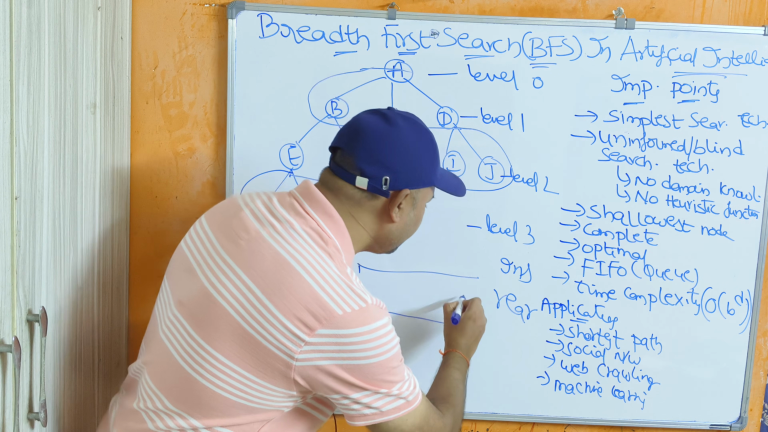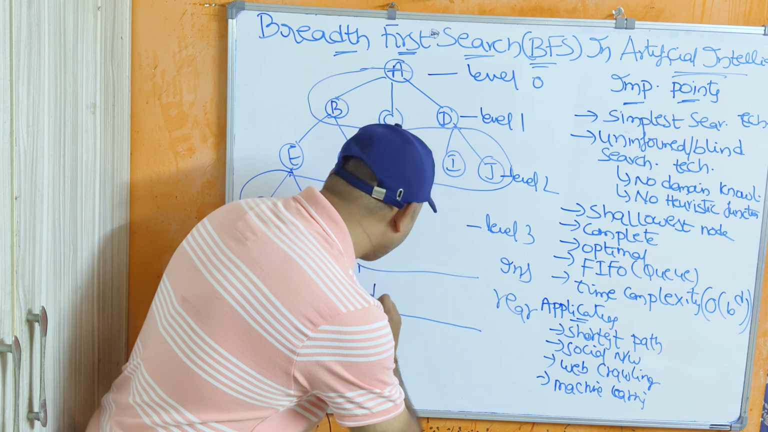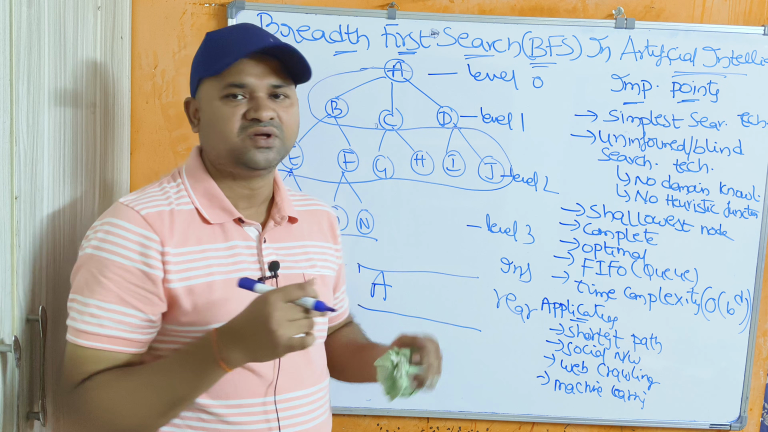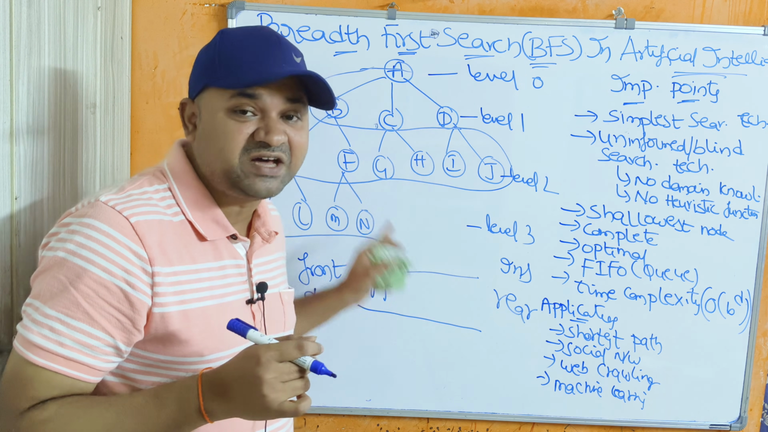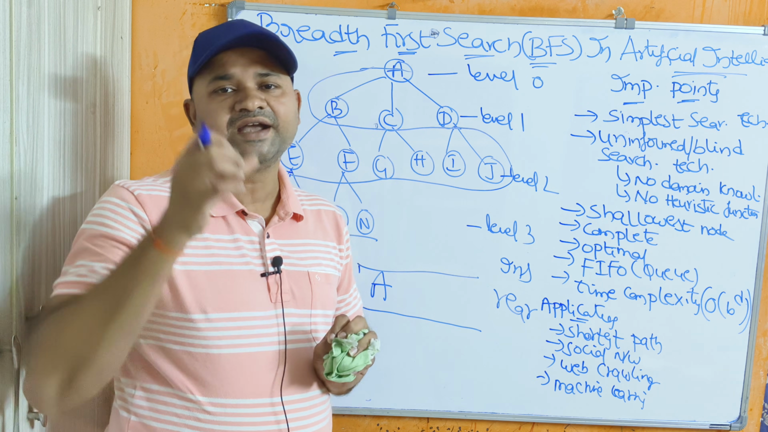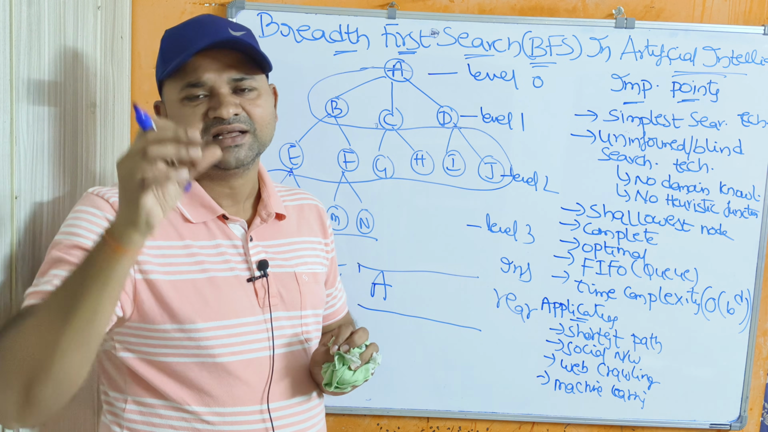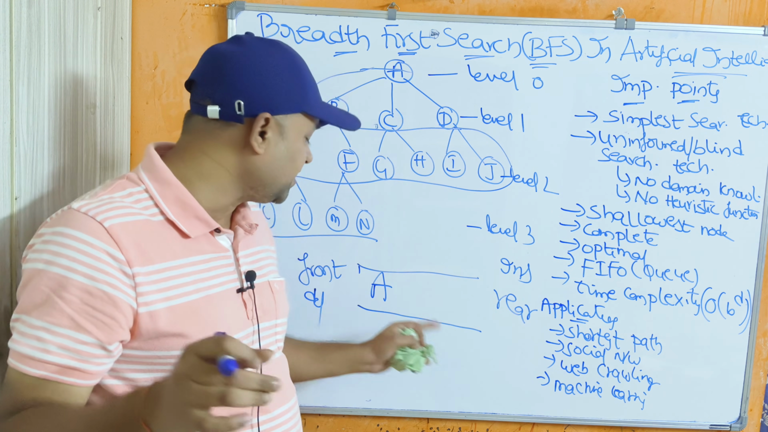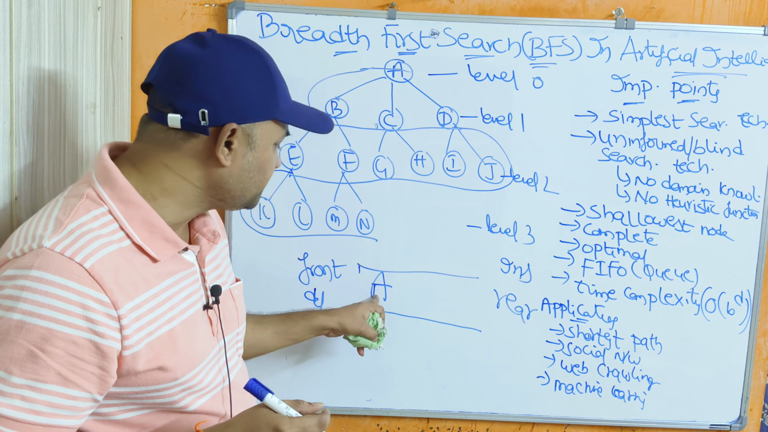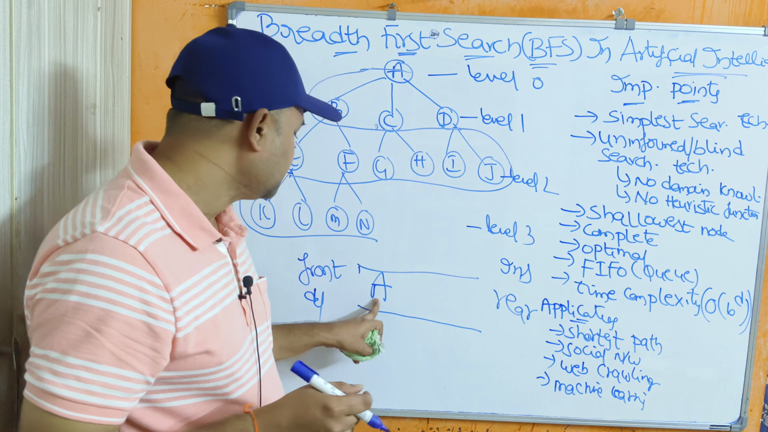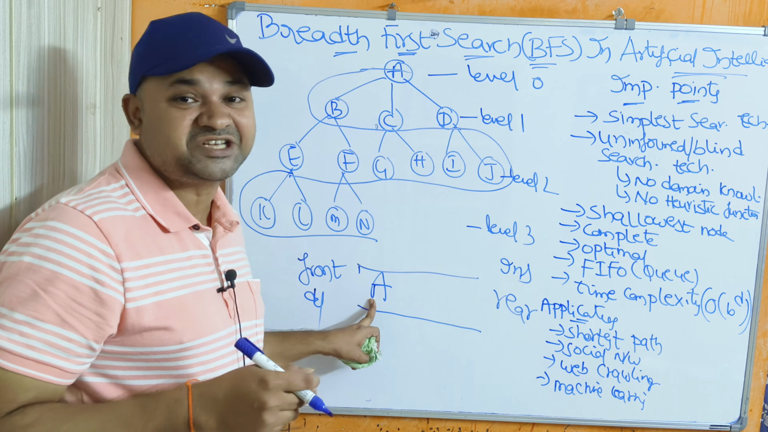So for insertion we are using the rear end. First insert this vertex into the queue, and after that delete the vertex from the queue and insert the adjacent vertices of the deleted vertex into the queue. So here, what is the first vertex? A is the first vertex. So after that, do the deletion operation.